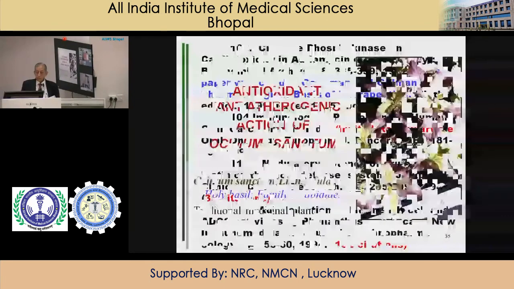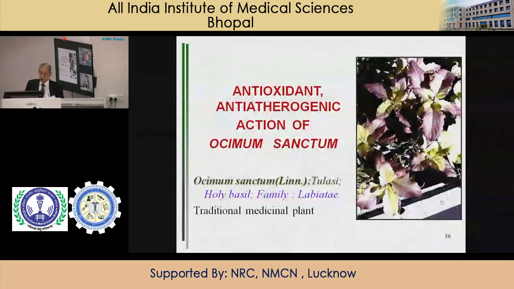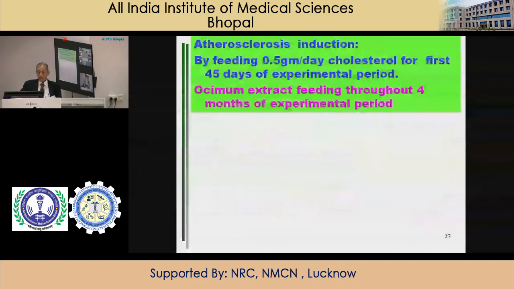And now we go to a small work on Ocimum sanctum. Ocimum sanctum is tulasi, the traditional medicinal plant. A lot of work has already been done on Ocimum sanctum, on its various activities, the antimicrobial activity, etc. But what I am telling is that this has not been done previously, and therefore I would like to say something. This work is done in rabbits.